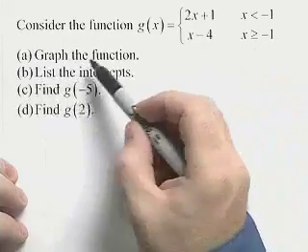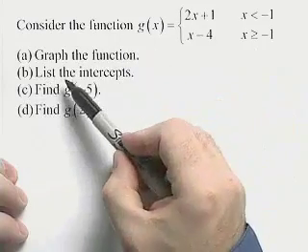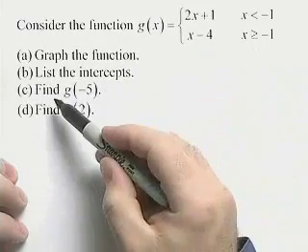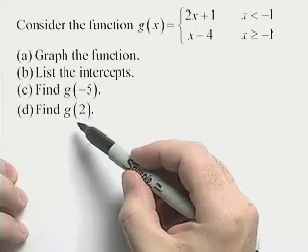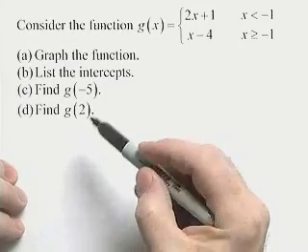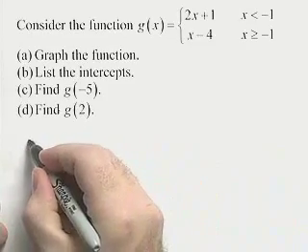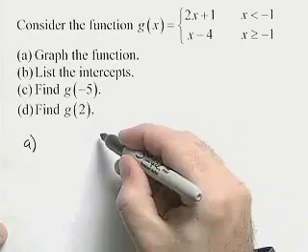We want to, in part A, graph the function, in part B, list the intercepts of the function, and then in part C, evaluate the function when x is negative 5, and in the last part, evaluate the function when x is 2. So we'll start with part A by graphing the function. We'll make a little grid.